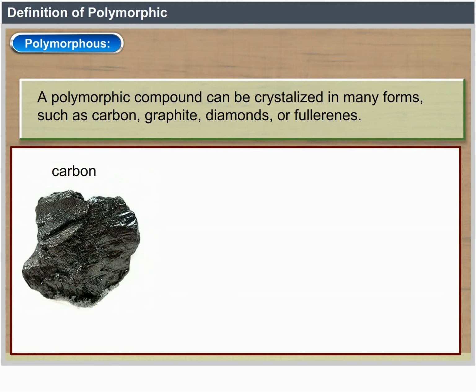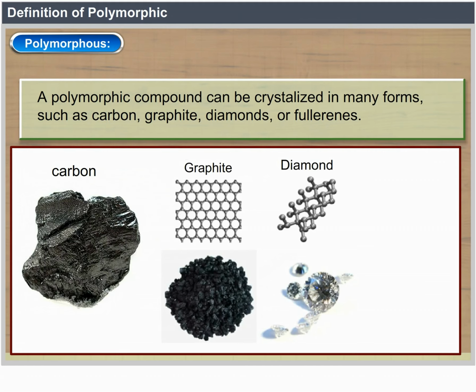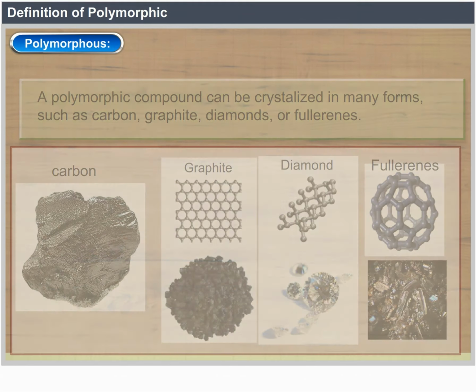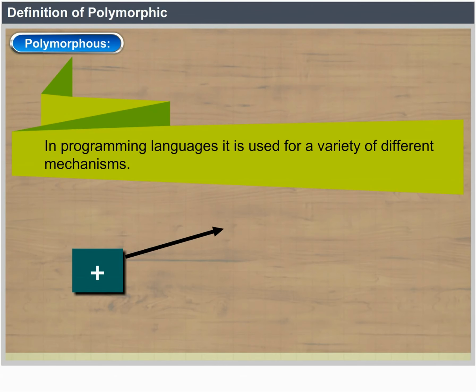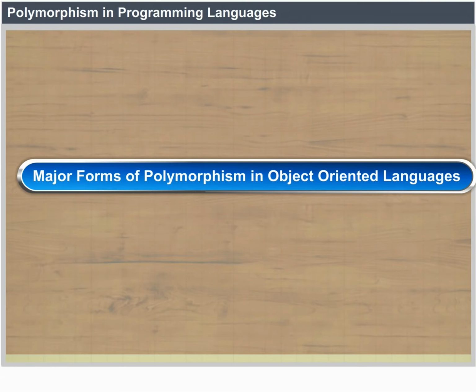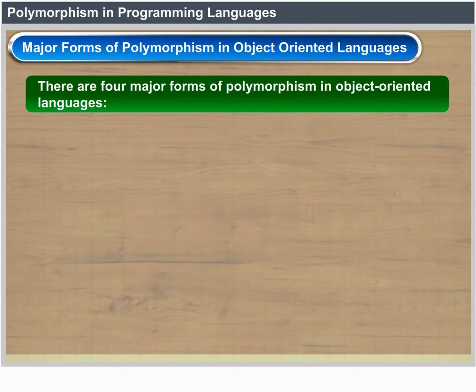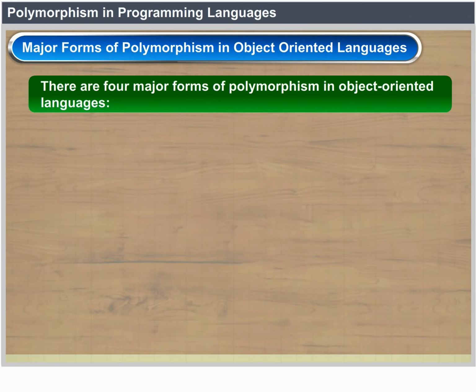A polymorphic compound can be crystallized in many forms such as carbon, graphite, diamonds or fullerenes. In programming languages, it is used for a variety of different mechanisms. Major forms of polymorphism in object-oriented languages. There are four major forms of polymorphism in object-oriented languages.